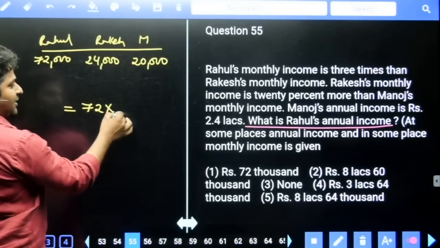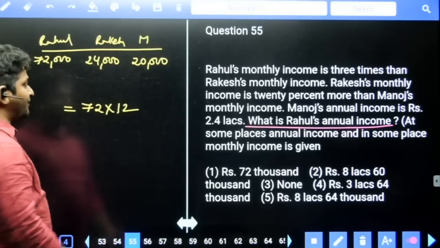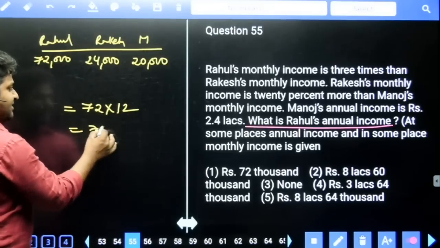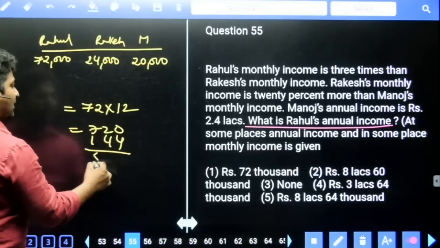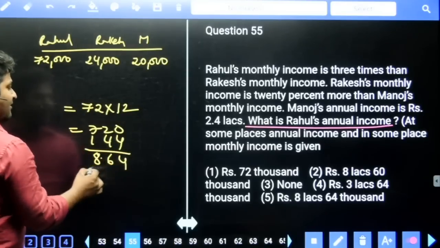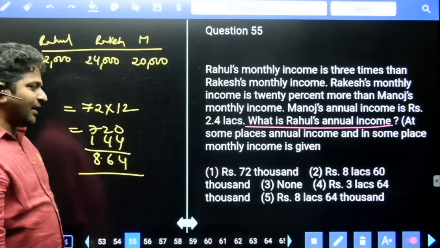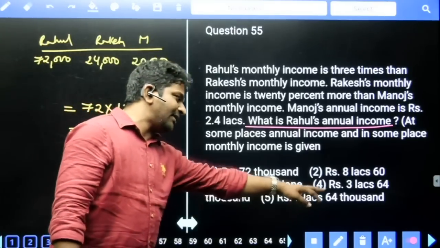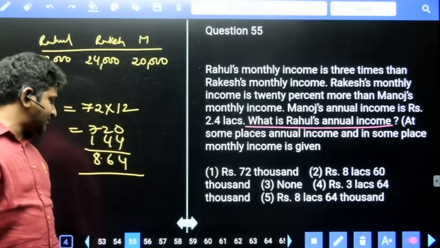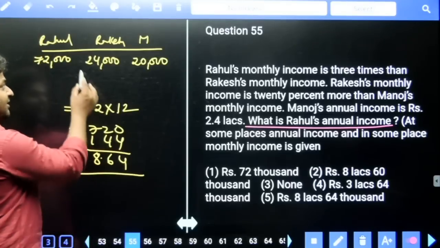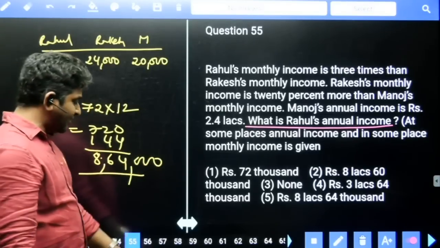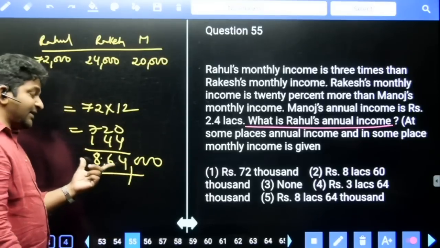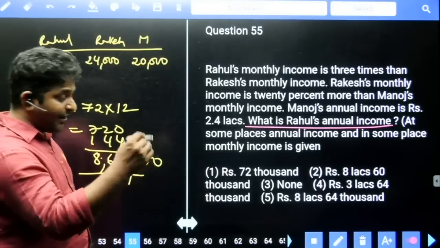72 is per month. Yearly, that means into 12. 72 10 times is 720. 72 2 times is equal to 144. Total 864. That can be treated as 8.64 lakh, or 8 lakh 64,000. Fifth option answer. Because all these are thousands, right? So you need to write 3 more zeros. 8 lakh 64,000 is our answer. Sometimes we can even say this value is equal to 8.64 lakh.